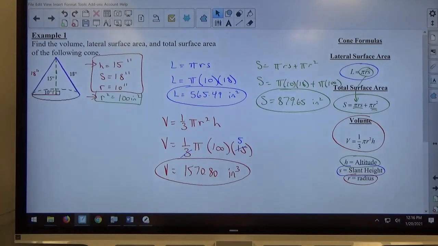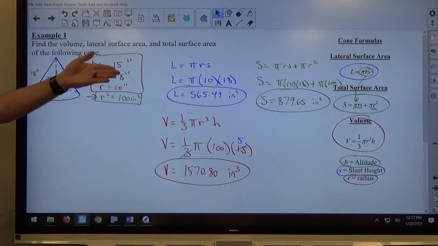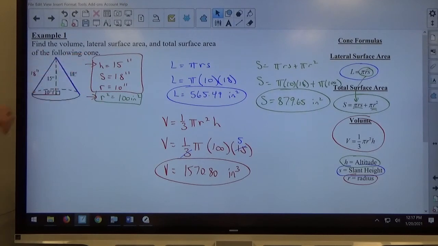Right. So that's basically how you find all these important measurements for a cone. Lateral surface area, total surface area, and volume. Apply the appropriate formula after you've identified the dimensions of concern. And again, there's a possibility on some of the problems where they only give you 2 of the 3, the Pythagorean theorem would have to be used. Hypotenuse squared equals leg squared plus leg squared in that scenario.